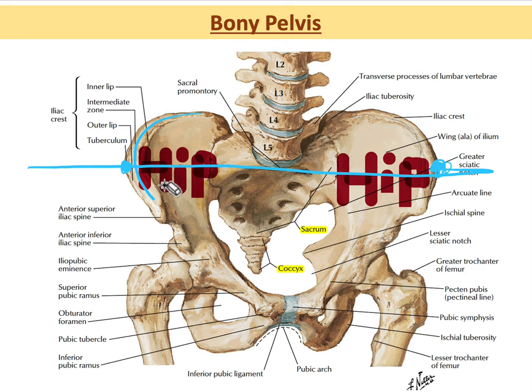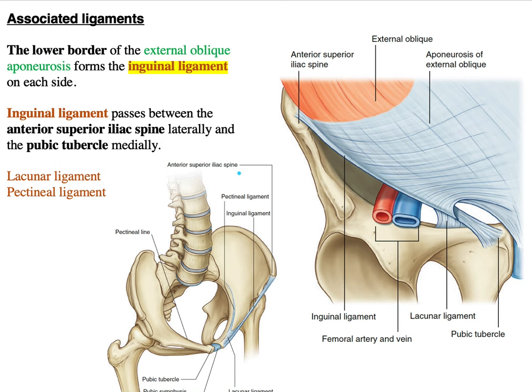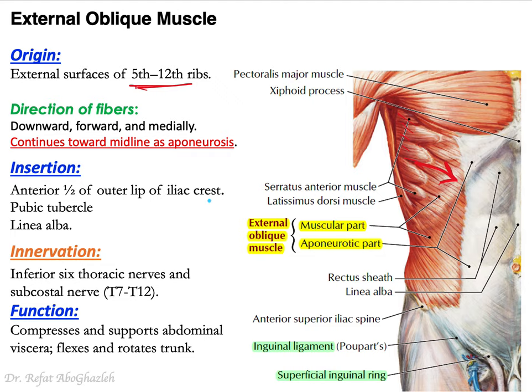Let me show you. I don't like to explain without showing. This is the iliac crest. The iliac crest has two lips, and in the middle there is an intermediate zone. The outer one I call the outer lip. Internally there is the internal lip. In between there is the intermediate zone. So the external oblique muscle is inserted here in the anterior half of the outer lip, and of course in the pubic bone.